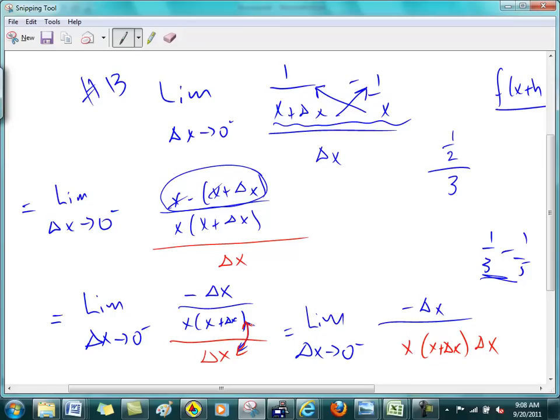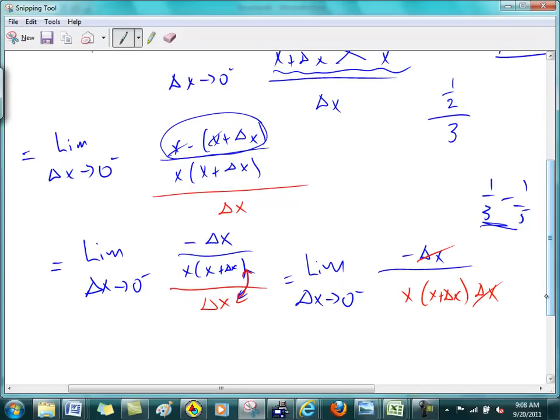Now what do I do? Cancel the delta x at the top and the delta x at the bottom. Now remember, this is still a limit going towards 0 minus. In other words, you're going to a very small number, like 0. Is there any issue in putting 0 in here for delta x? No. So if you do that, this disappears. You get a minus sign with a 1 on top. What do you get at the bottom? x squared. That's your answer.